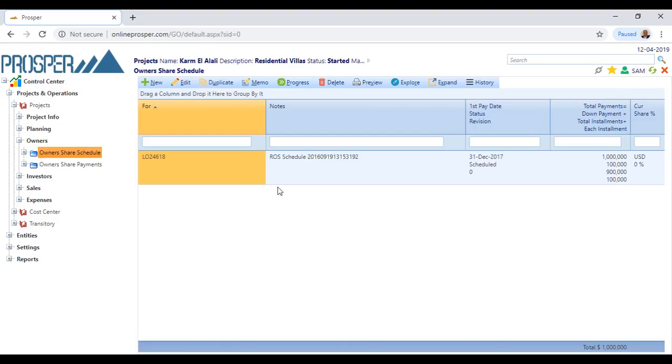Let's talk now about the owners section under every project. The owner section contains two objects. One is called the owner share schedule, and one is called the owner share payment. What do we mean by that?